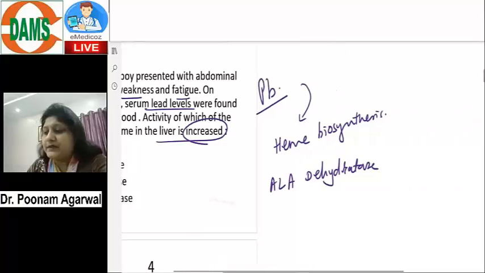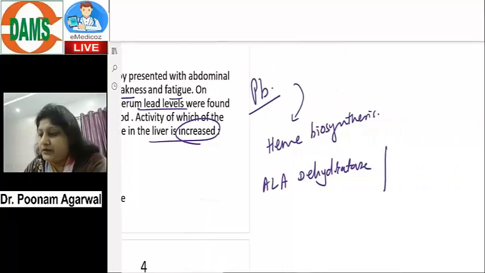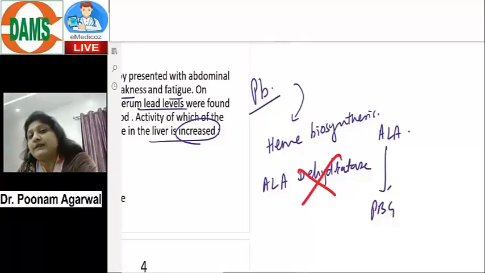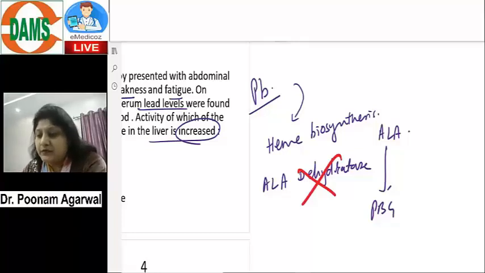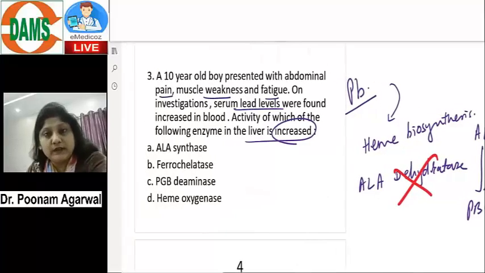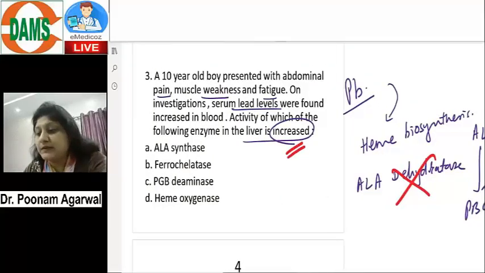ALA dehydratase is a cytosolic enzyme of heme biosynthesis which is going to convert the ALA to PBG. So the lead is going to inhibit this enzyme. So if they ask you which enzyme is inhibited in presence of lead, your answer should be ALA dehydratase. But this question is not asking you about the enzyme which is inhibited, rather it is asking you which enzyme is rather increased in lead poisoning.